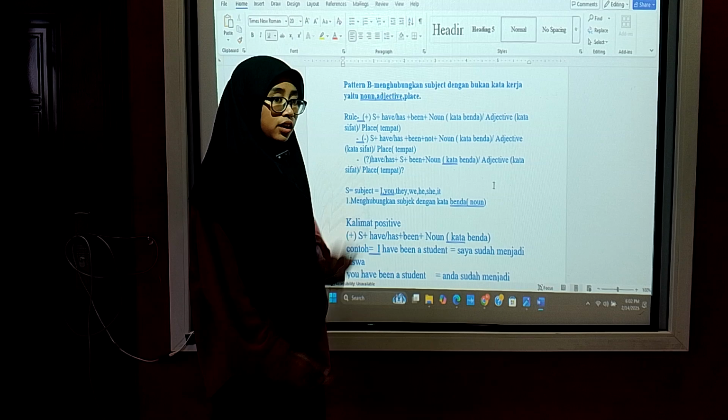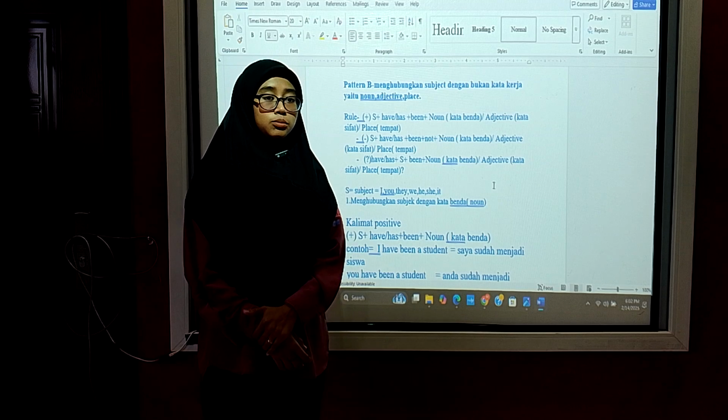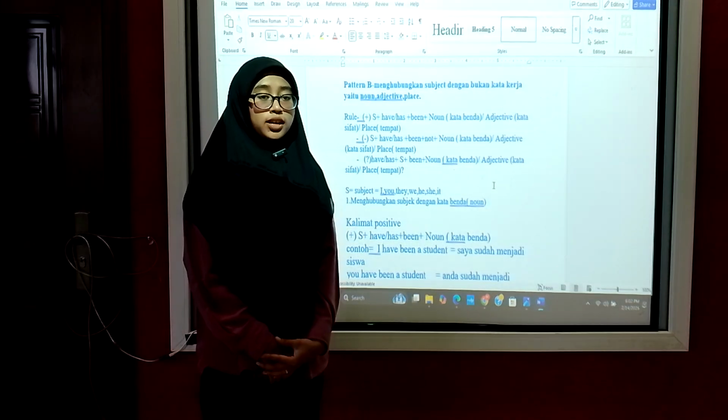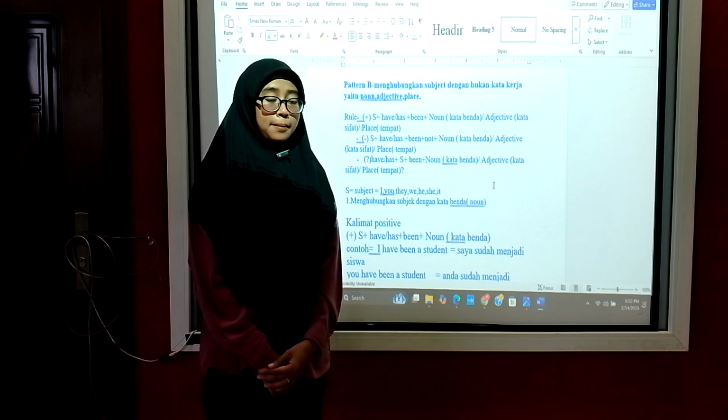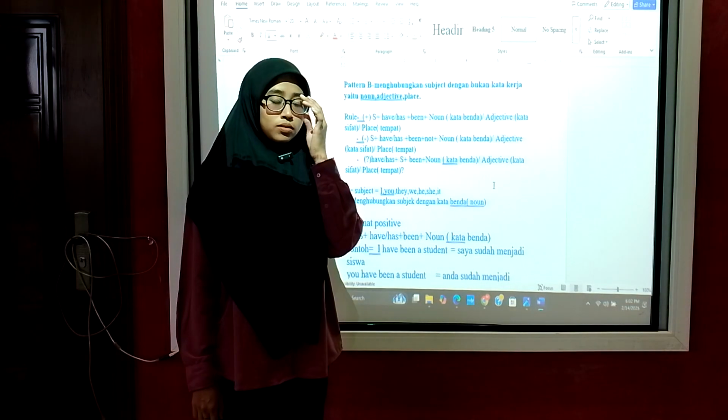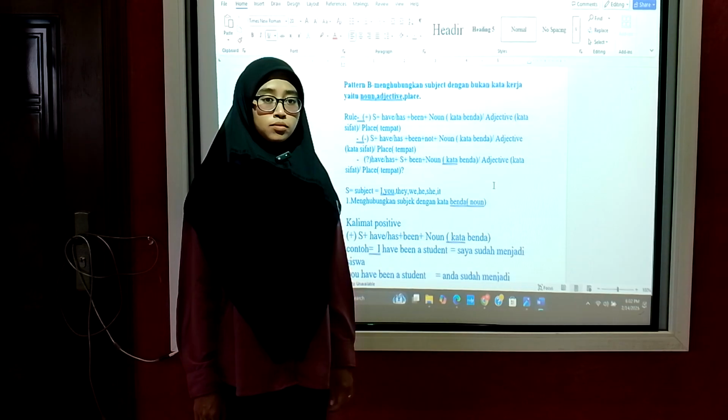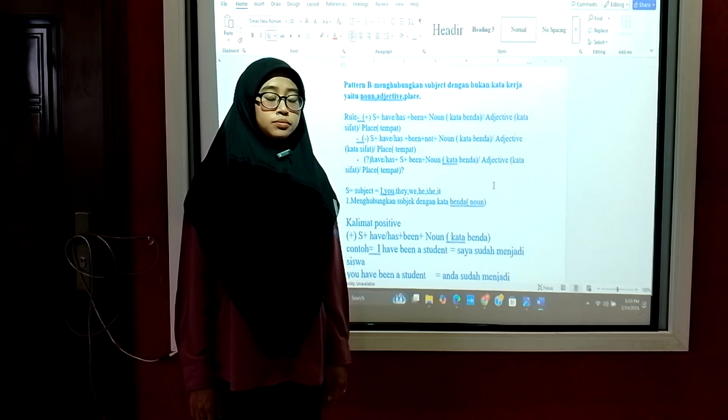And here we have pattern A, pattern B. It means the subject should be followed directly by a non-verb. When you explain to the students, you cannot use pattern C, right? Because they don't understand when you use passive, something like that.